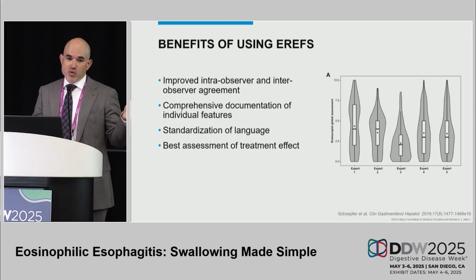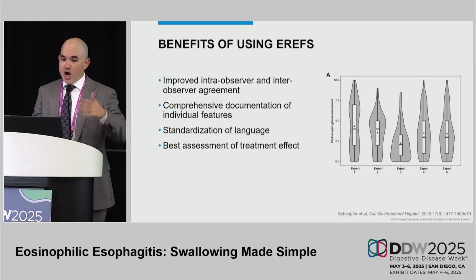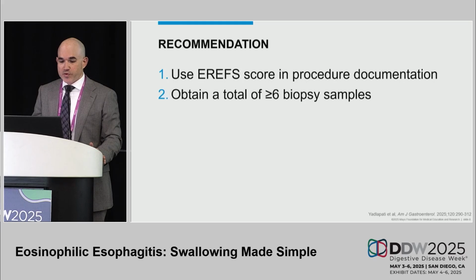So later on, when we're looking to see if patients have responded, certainly we want to see if they've responded histologically, symptomatically, but it is the most helpful way to know if endoscopically they're improving. So you can trust that you're doing this in a way that your colleagues are doing it. So that's the first recommendation.